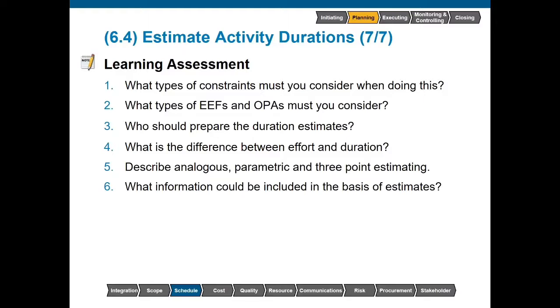What information could be included in the basis of estimates? The basis of estimates can include information such as how the duration estimates were developed, assumptions, constraints, confidence levels, formulas, or any other information that we use to arrive at the estimates we will be using.